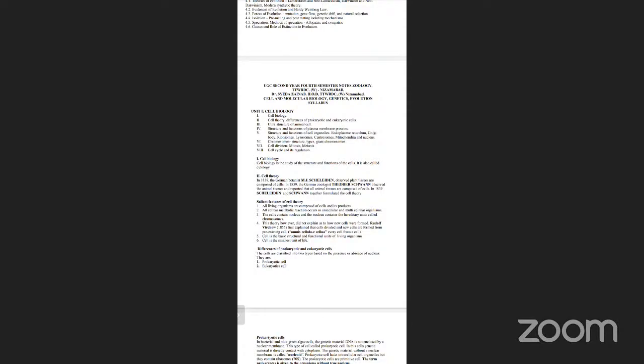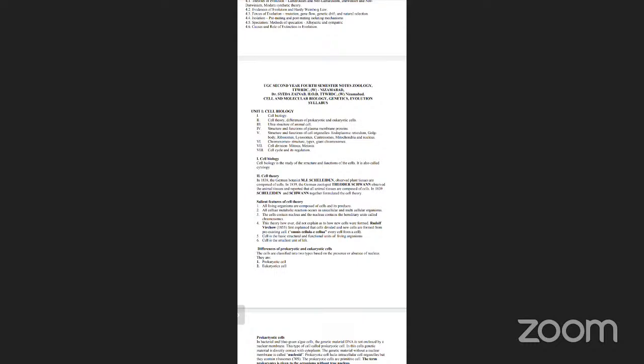You tell me what is cell biology? First of all, we should know what is biology. Biology means the study of bios. Bios means living things, and logy means study. The study of living things is known as biology, which contains animals, plants, microbes, lichens, and fungus. All the living things are studied under biology.